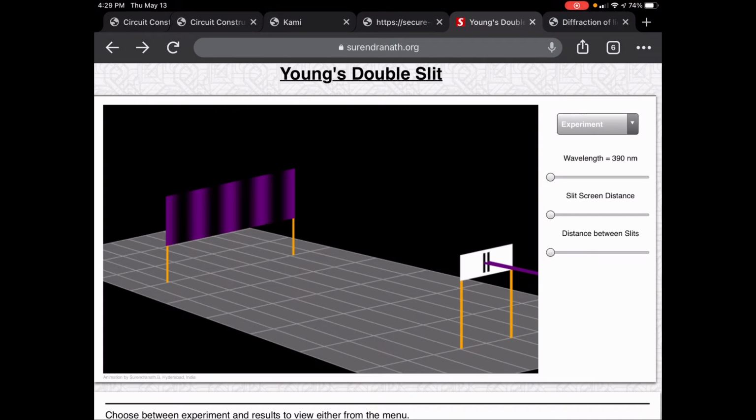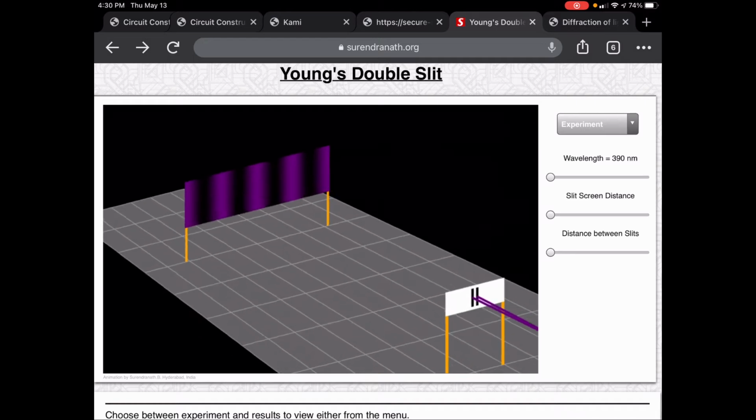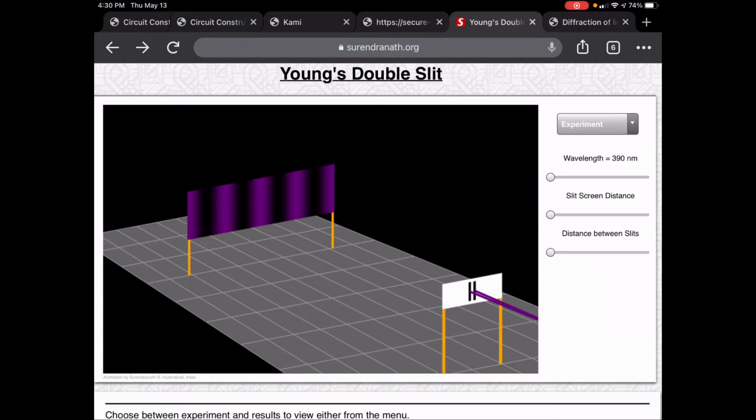As you can see, we have a violet laser source passing through 2 small slits closely spaced together at the bottom of the screen. And if I rotate this around, you can see how that would result. I'm going to look at it from the top view so we can get a better vantage point. Now you'll notice that the wavelength is very small. It's at the violet end of the spectrum, almost ultraviolet. The slit to screen distance is L, so wavelength is lambda, the slit to screen distance is L, and the distance between the slits is D.